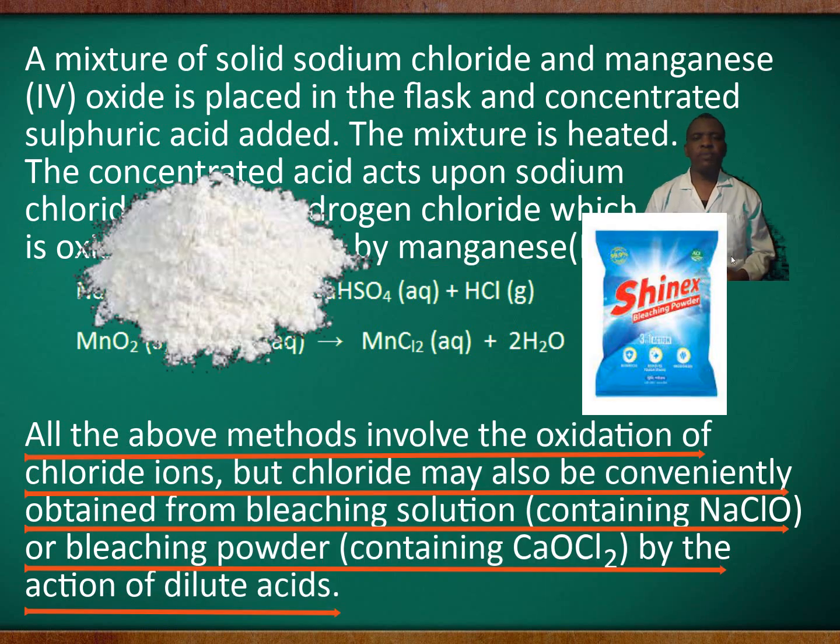All the above methods involve the oxidation of chloride ions, but chlorine may also be conveniently obtained from bleaching solution or bleaching powder by the action of dilute acids.